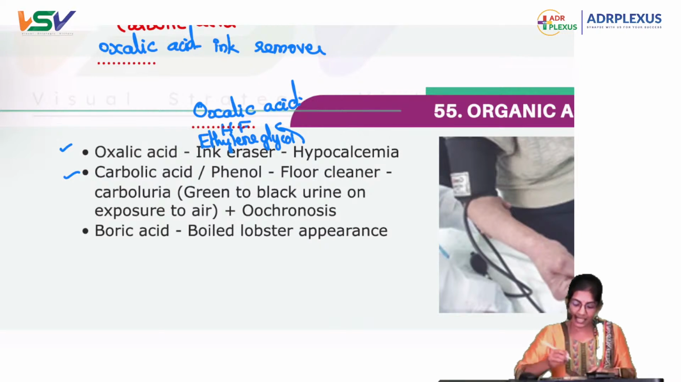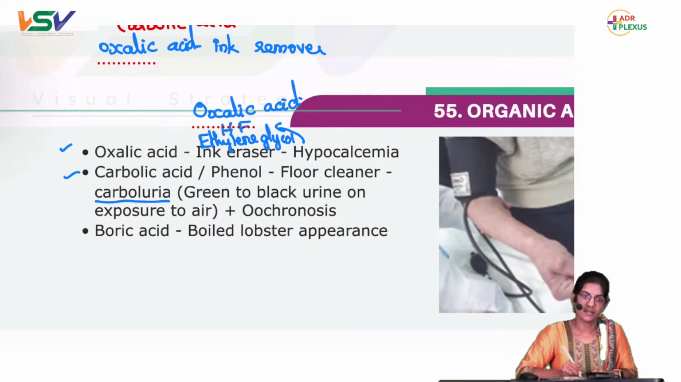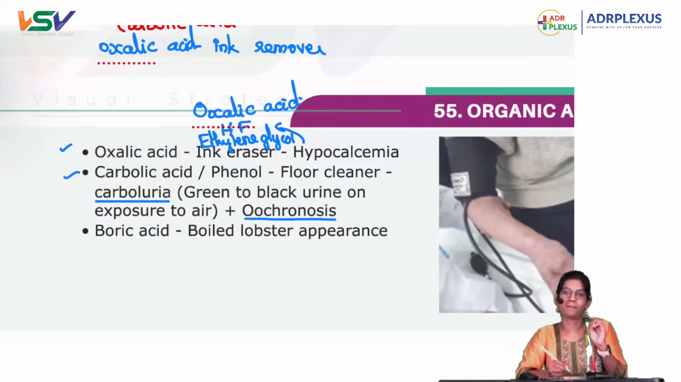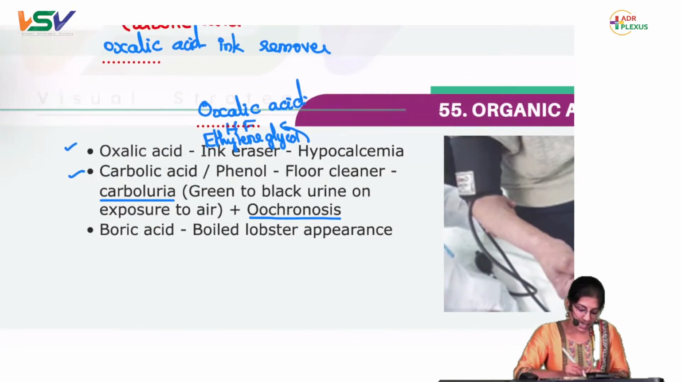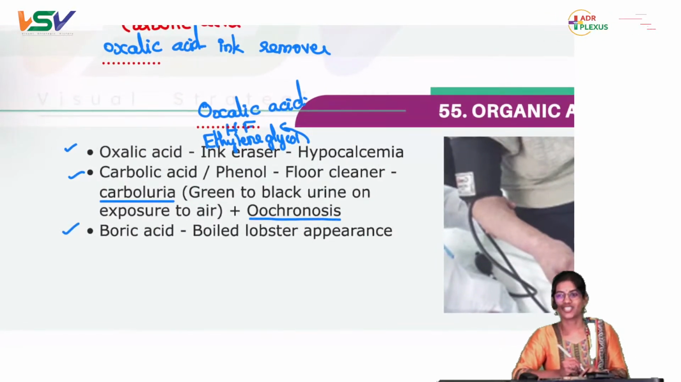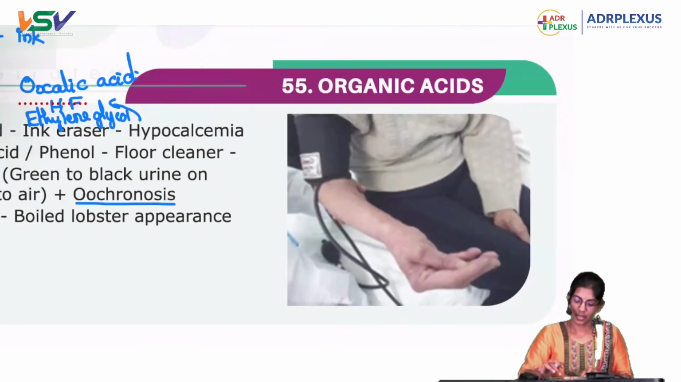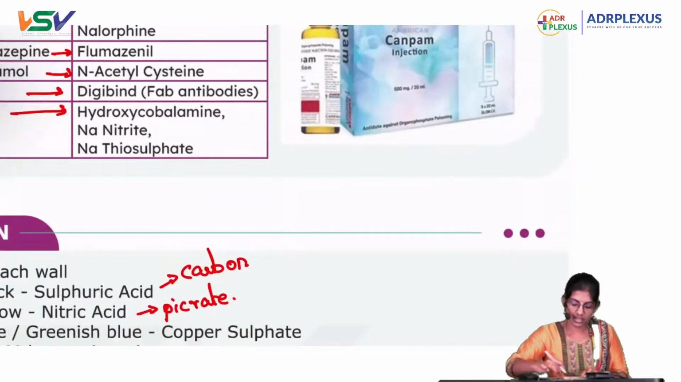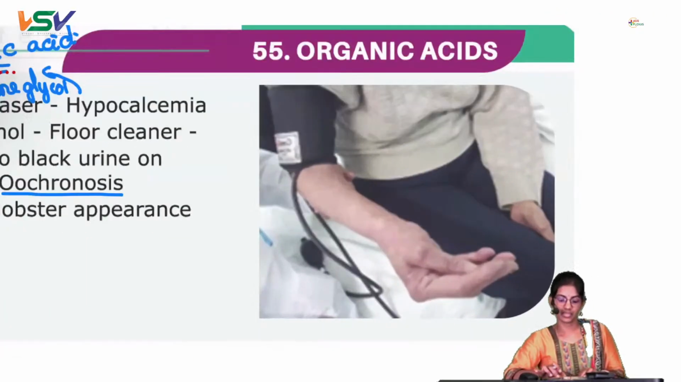The second thing is ochronosis, which means there are black, greenish black deposits happening in the cartilage and sclera. Boric acid: boiled lobster appearance. Boiled lobster appearance.